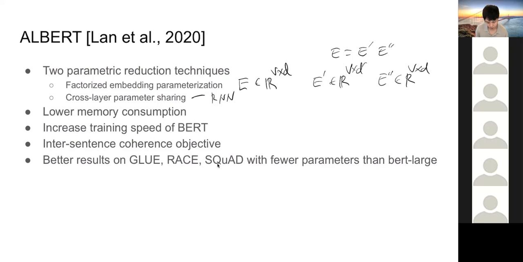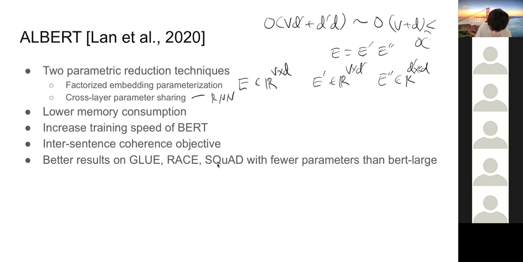And they were saying that if you can factorize this way, then you can save a lot of computation and also save some space, because in this case, instead of V times D, your memory complexity will be V D' plus D' D. And if D' is sufficiently small, then this can approach V plus D, which is definitely smaller than O(V D). But if D' is big, close to D, then it's not really reducing anything. But that's the point of the factorization. So this allows you to lower the memory consumption and also increase the training speed of BERT.